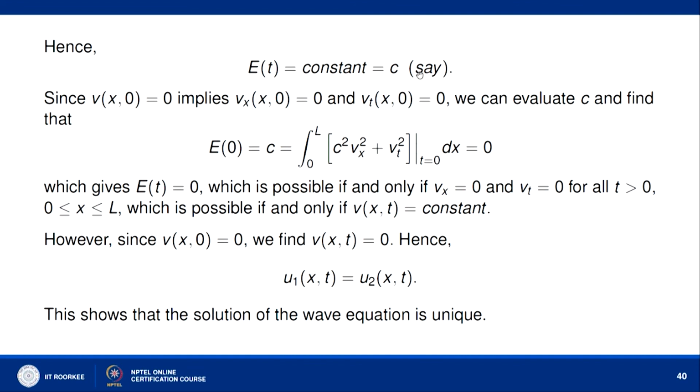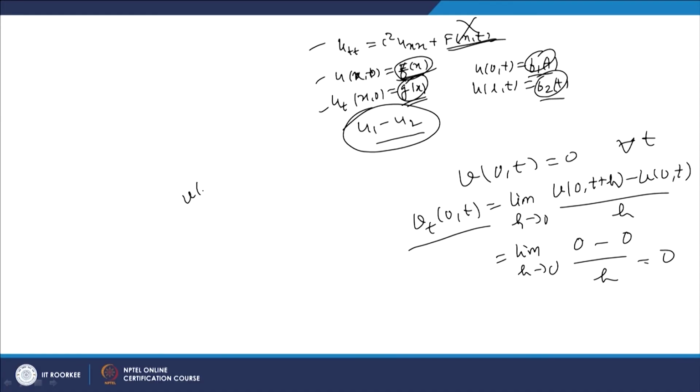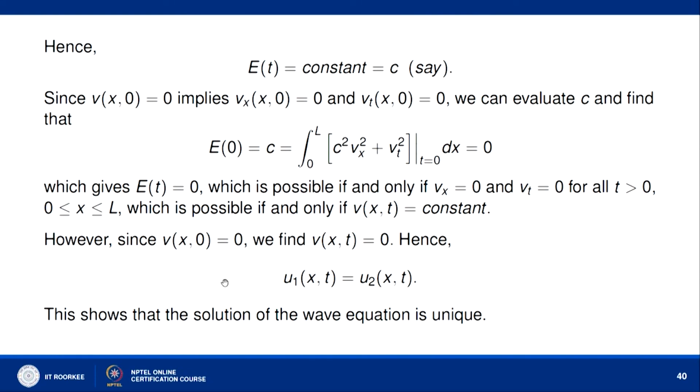So, here E(t) is constant, let us say the constant value is c. Now, if E(t) is constant and we already know that v(x,0) is 0, in a similar manner we can prove that if v(x,0) is 0 for all x, then the derivative of v(x,0) with respect to x is again 0. So, this also we can see like this: we want to find v_x(x,0), that is the limit as h tending to 0 of v(x+h,0) minus v(x,0) divided by h. Now, this is 0, this is 0, so it is coming out to be 0. So, v_x(x,0) is 0, v_t(x,0) is 0.